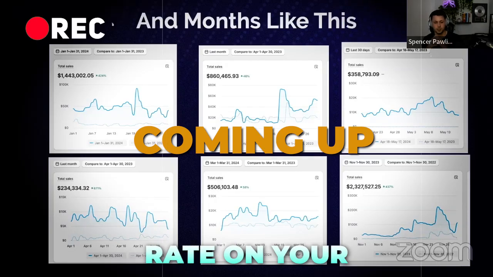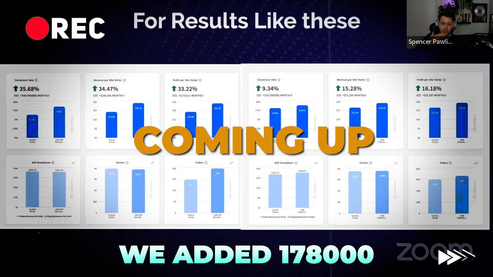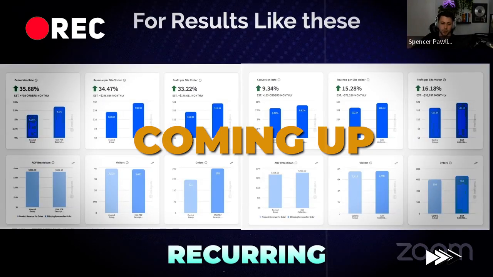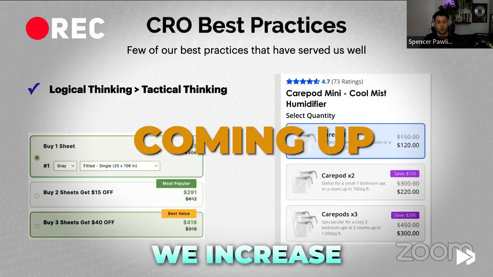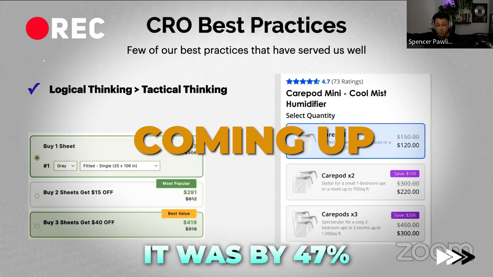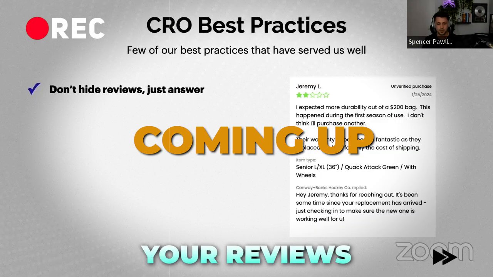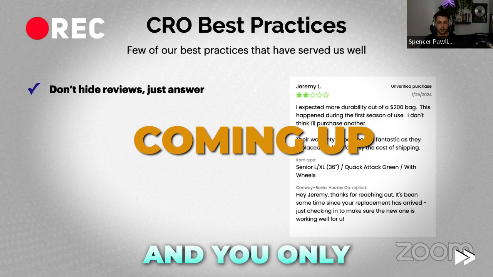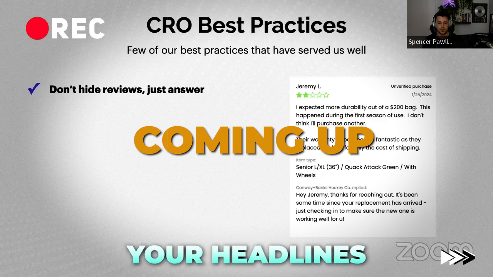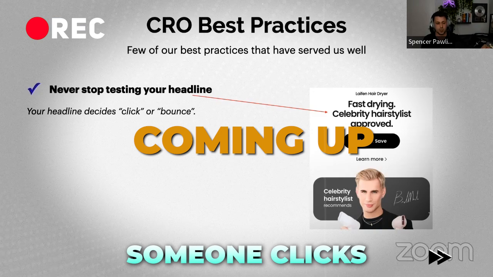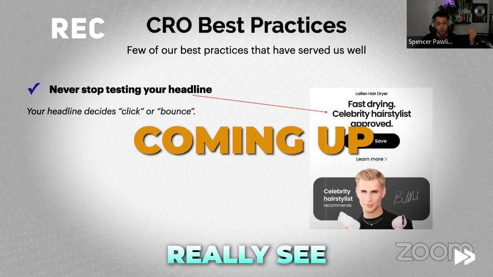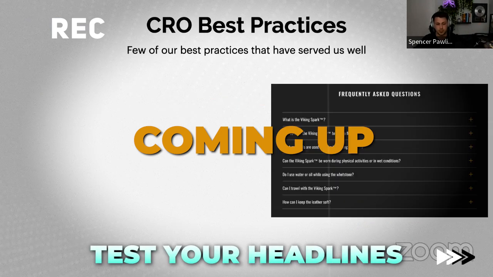The conversion rate on your website is a black box. We added 178,000 a month recurring and profit to their business. We increased this client's average order value, I think it was by 47%. Don't just hide your reviews. Like if you check your product page right now and you only have 4 and 5 star reviews, that's super sus. Your headlines ultimately decide whether someone clicks or bounces. So if you guys want to really see some gains with your CRO stuff, test your headlines like crazy.